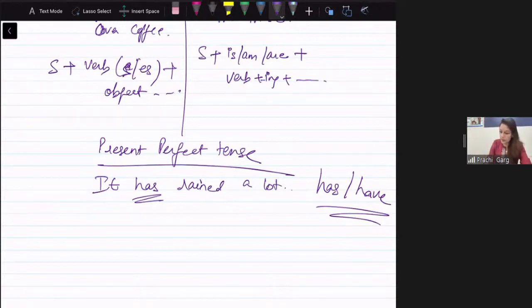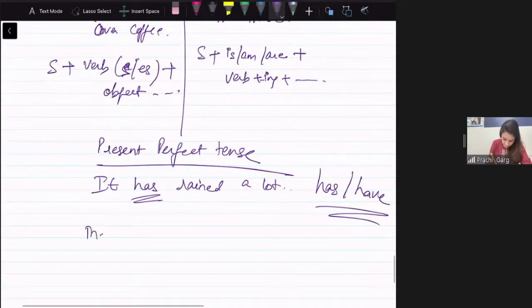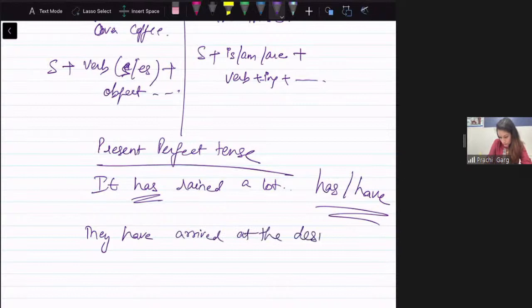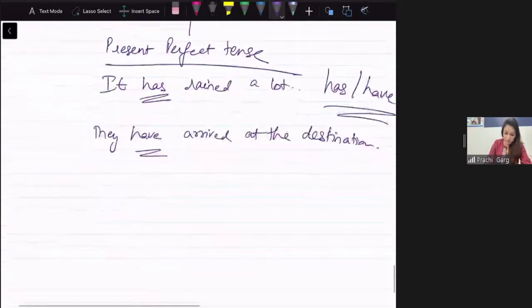Okay. Now let's look at another example here. They have arrived at the destination, right? Now they is plural here. With plural I will use have here. Clear? Now let's talk about the structure of the sentence.